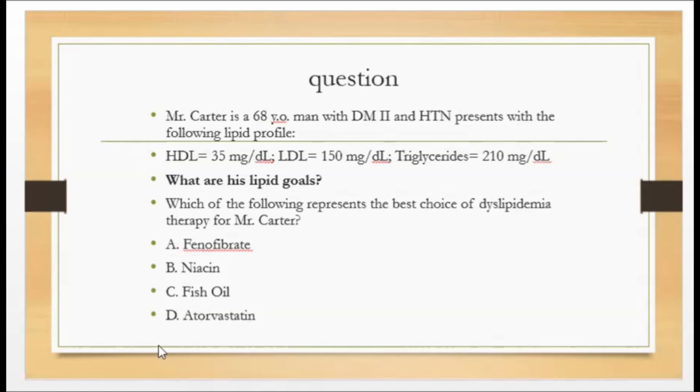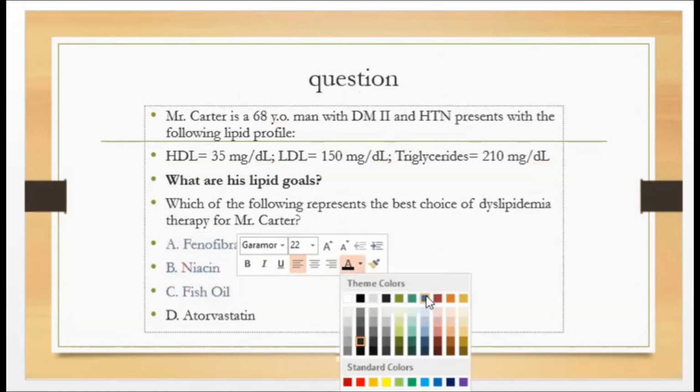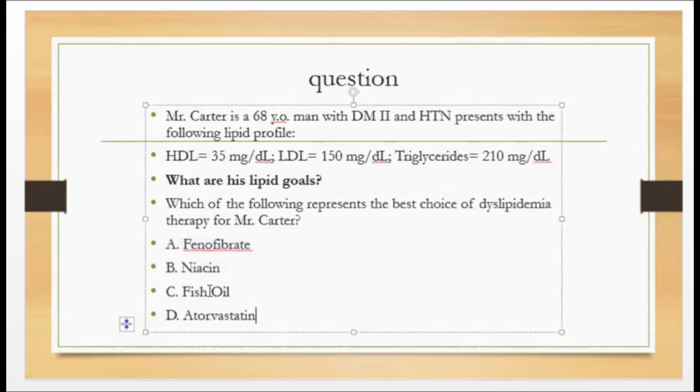So the answer is D. So why is it D? This is D because you don't start somebody on fenofibrate or niacin. Fenofibrate, niacin, fish oil, all these things are the same. And that is why if you know elimination method, you will eliminate these three things out because they mean the same thing. Fish oil is over the counter. So that is even elimination method.